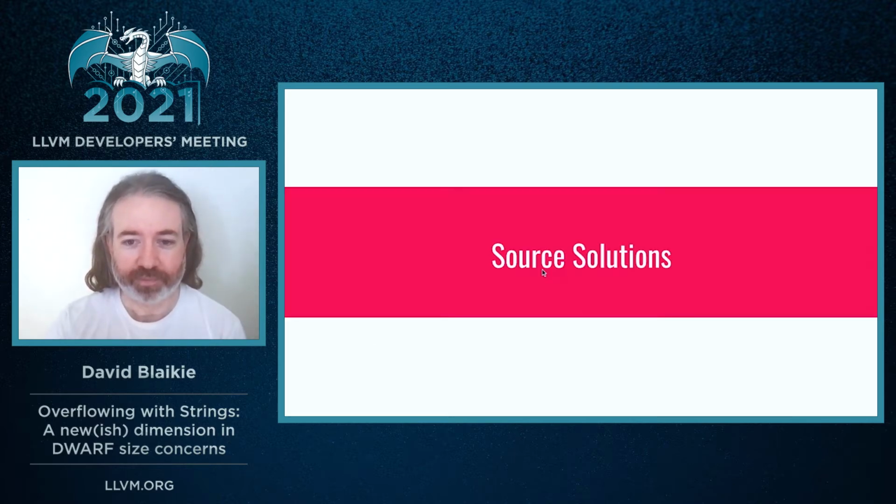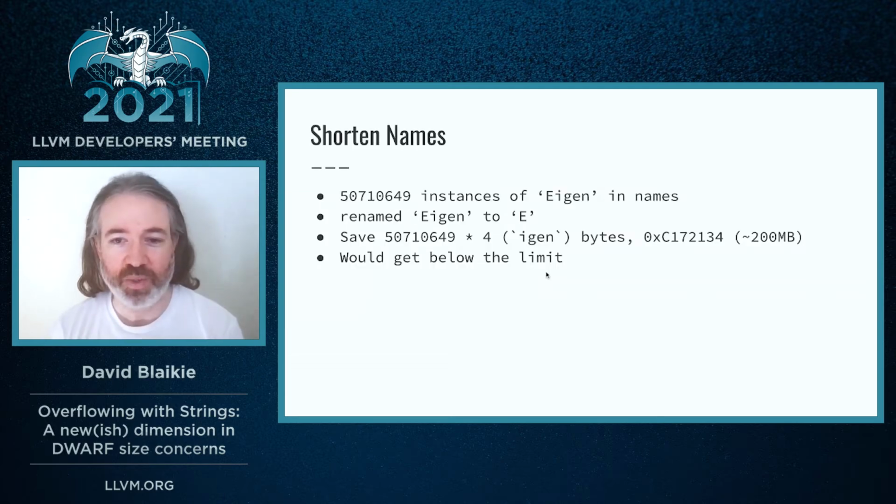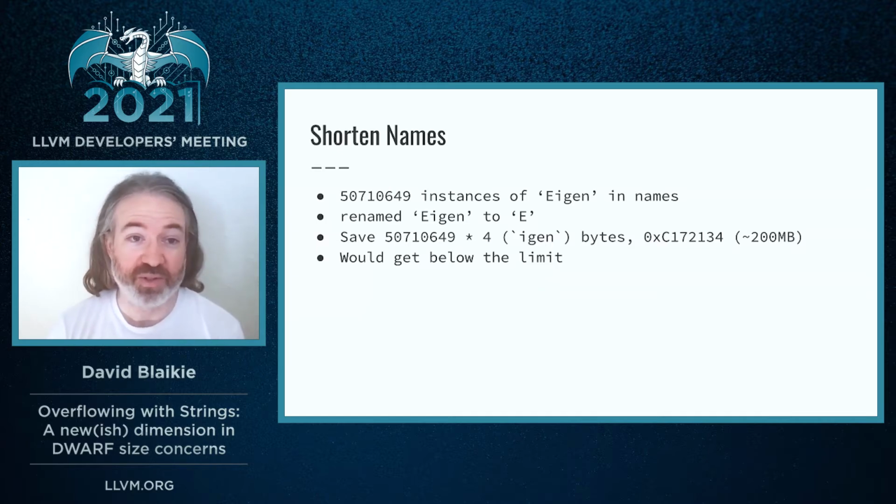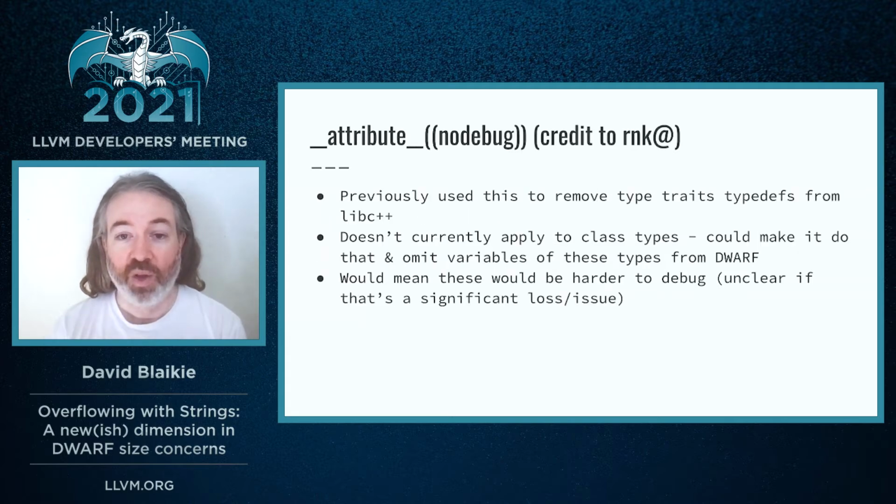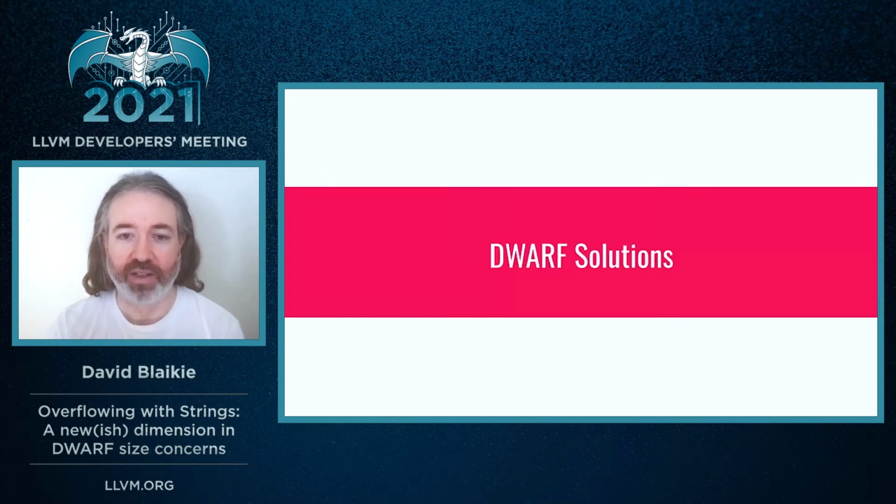So that adds up. There are some source-based solutions we could approach this with, including renaming long common identifiers, like literally the name Eigen, to be shorter. We could save several hundred megabytes. It would get us below the limit, but is potentially a lot of work to implement. It wouldn't necessarily require users to change their names, but a bunch of finagling in the implementation to add typedefs or aliases or things like that. We could remove debug info from some types or variables if they just aren't really relevant to debugging, but it's hard to judge which ones. It's a bit of a maintenance nightmare to go through and keep doing that.